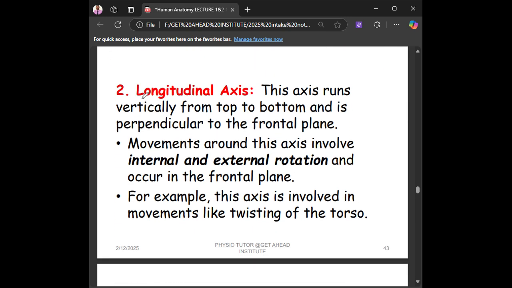Then we have the longitudinal axis. The longitudinal axis runs vertically from top to bottom and is perpendicular to the frontal plane. The movements that occur in the longitudinal axis involve internal and external rotation, and they occur in the what? In the frontal plane. For example, this axis is involved in movements like twisting of the torso.